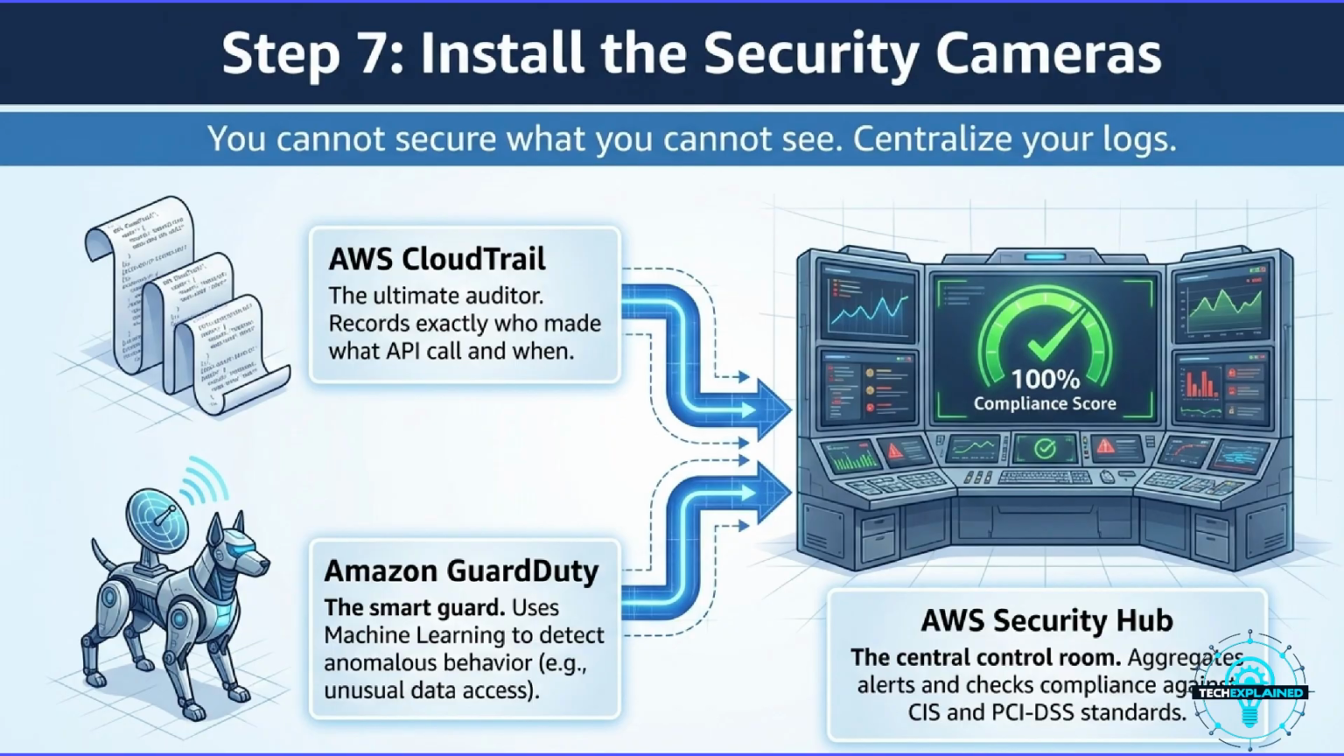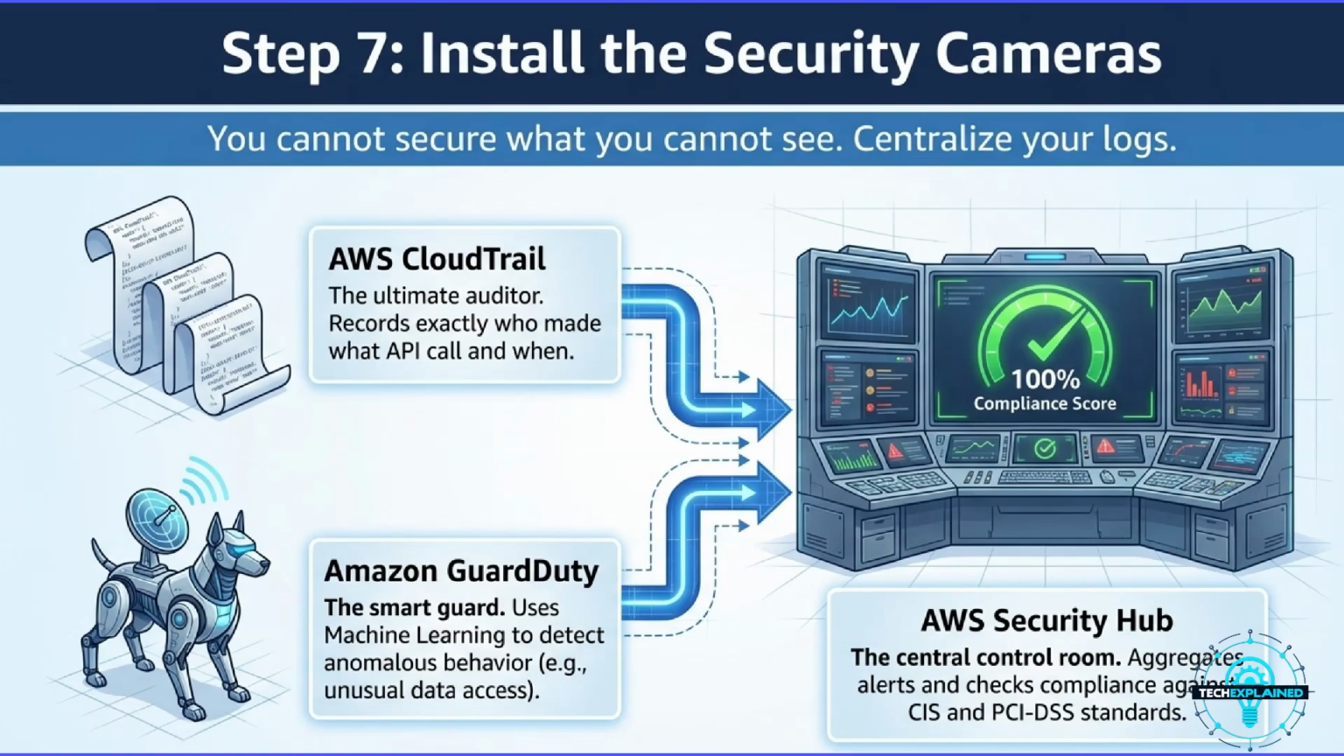Step 7 installs your security cameras, giving you visibility into everything happening in your AWS environment. AWS CloudTrail records every API call made in your account, creating an audit trail of who did what and when. Think of it as your security DVR, constantly recording.